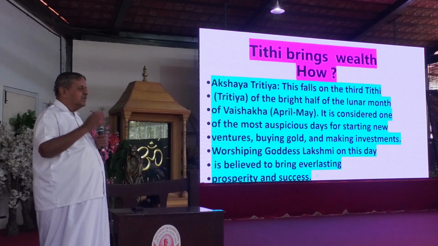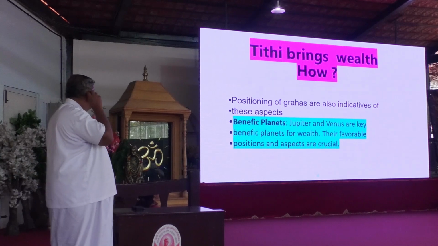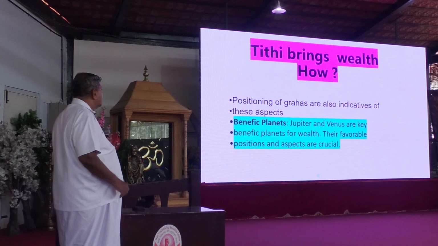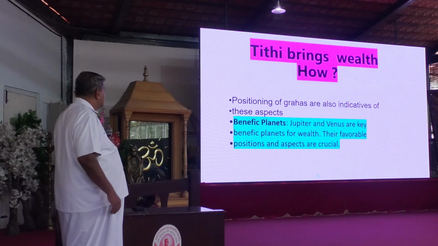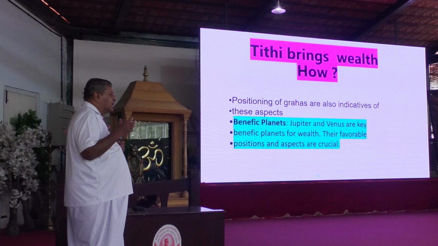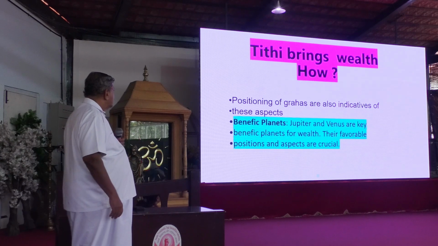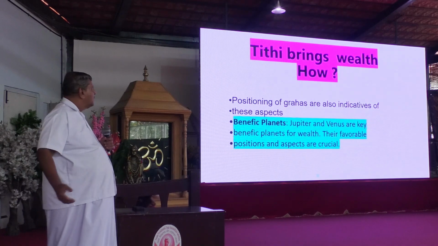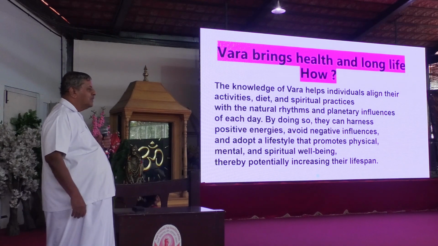So they all have connections to the cosmic entities, and that's the wealth dimension. And the positioning of grahas is also very, very important. They are indicative of these aspects. So the benefic planets, Jupiter and Venus, have great influence in bringing wealth. Their favorable positions or aspects matter. So when they are in a particular position, they give the maximum influence for bringing wealth.